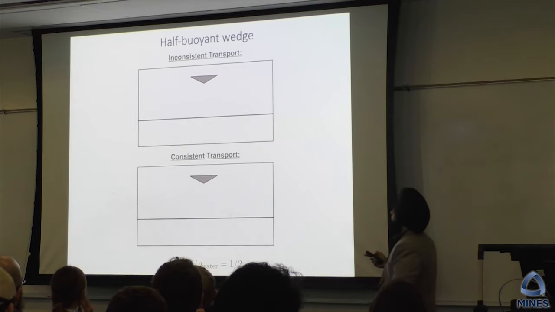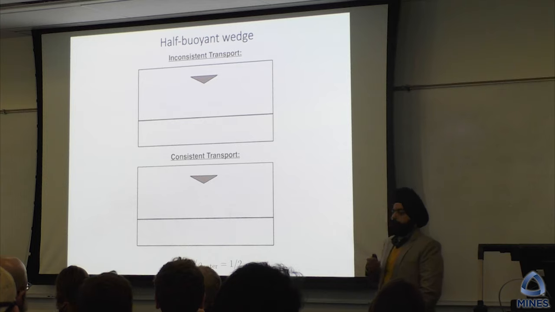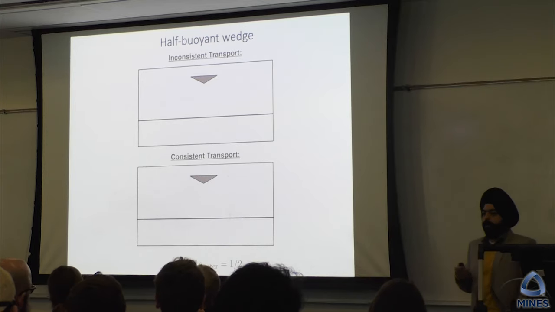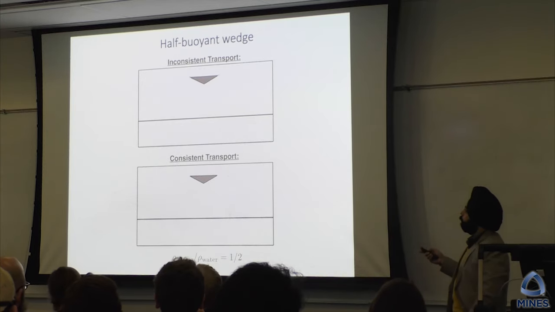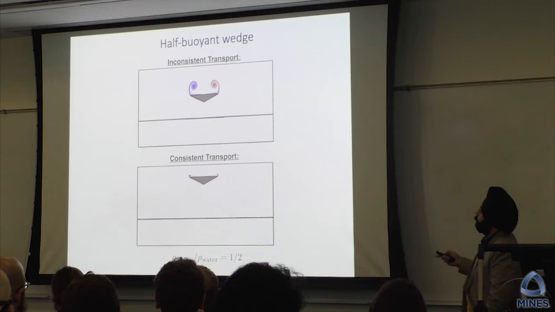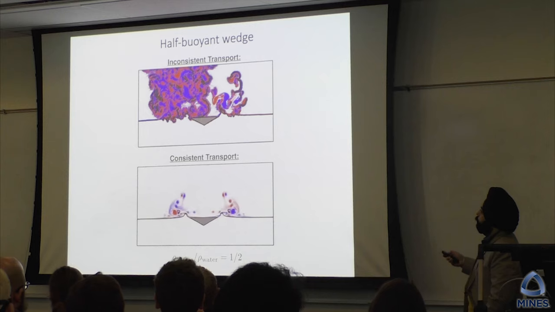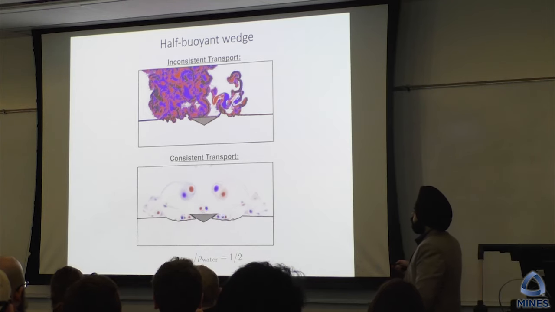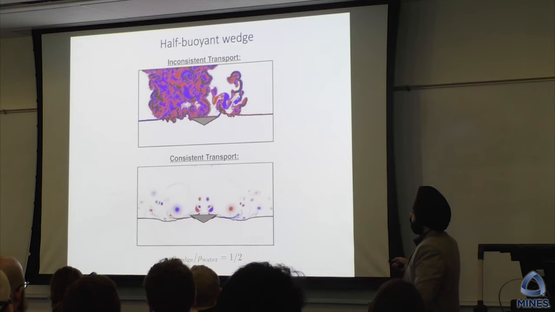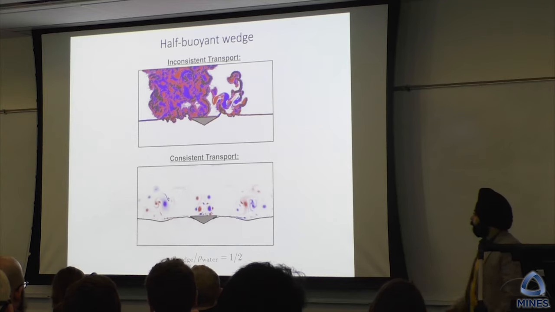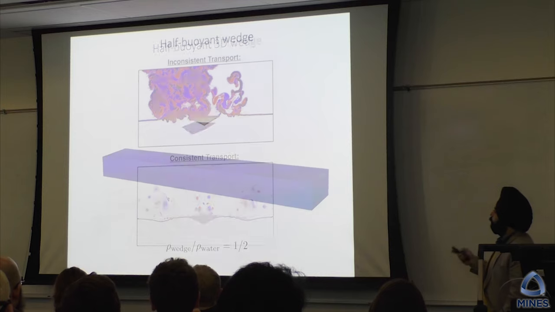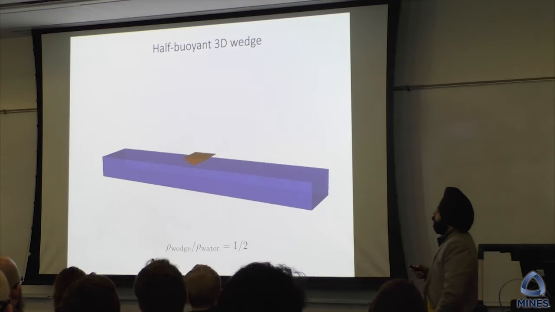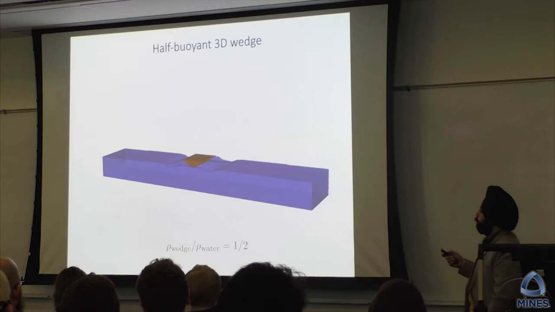So here is an example that shows what happens if you use inconsistent transport in the case of fluid-structure interaction. Here is a wedge that is falling. Its density is half that of water. You see it becomes quickly unstable. And here is a consistent scheme, with all these fireworks. And this is a three-dimensional equivalent simulation.